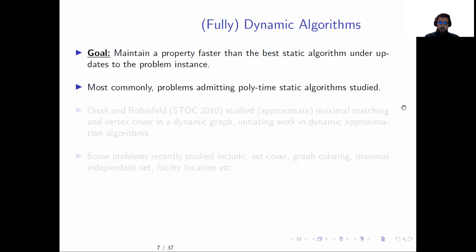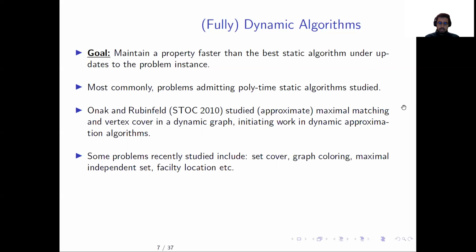Most commonly, however, the problems which are polynomial time solvable have been studied in this literature. Only recently, following the seminal work of Onak and Rubinfeld, have people started studying dynamic versions of NP-hard or NP-complete problems. So this is sort of initiated work in dynamic approximation algorithms. Some of the most recent results include algorithms for set cover, coloring, independent set, and so on and so forth.